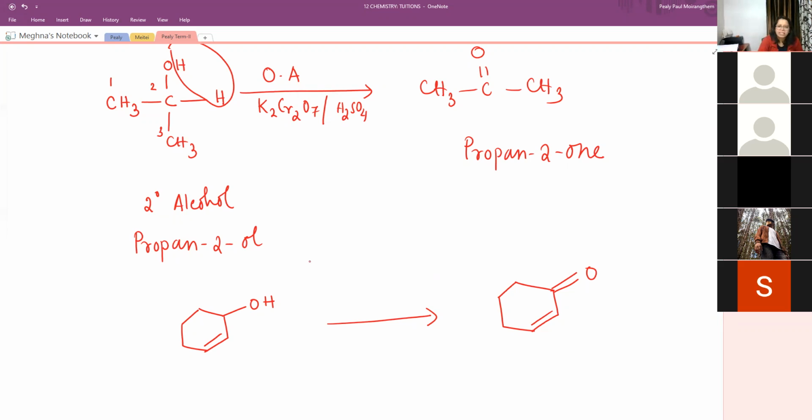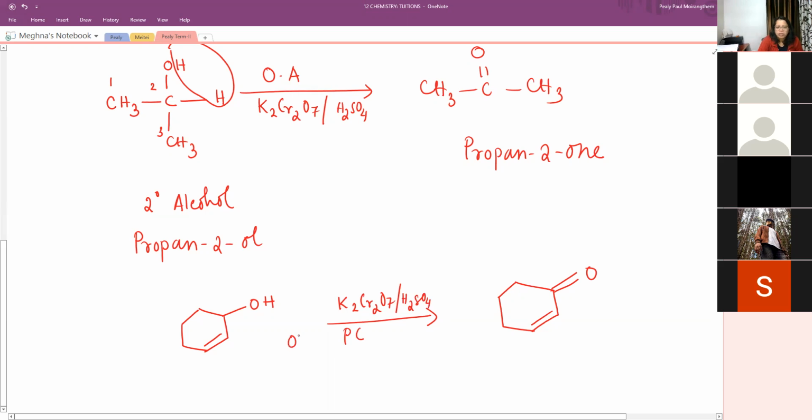KMnO4 in presence of acidic medium. Any oxidizing agent? K2Cr2O7 in presence of H2SO4. You can use PCC in CH2Cl2, anything can be used, okay? Done, everyone, then?